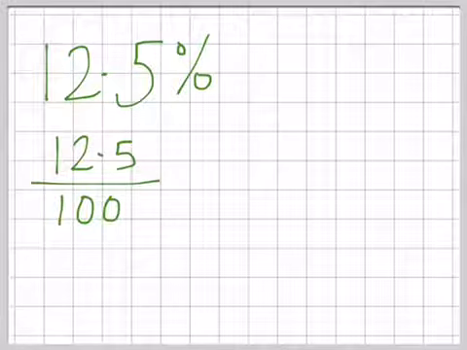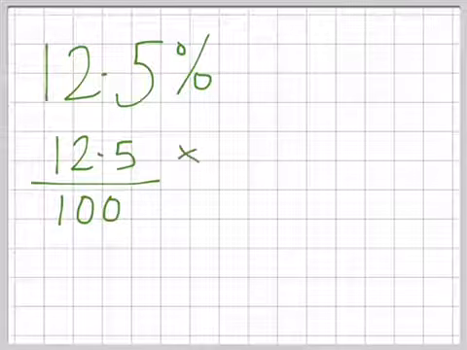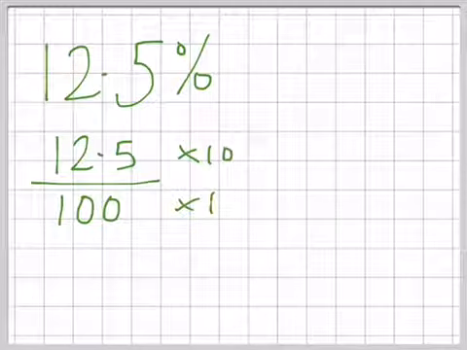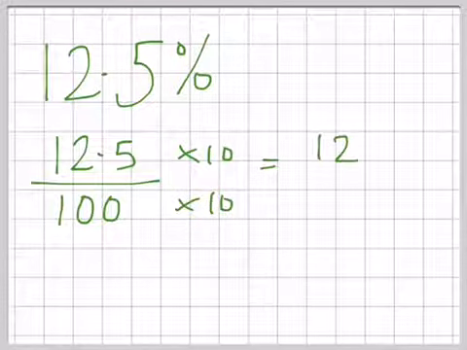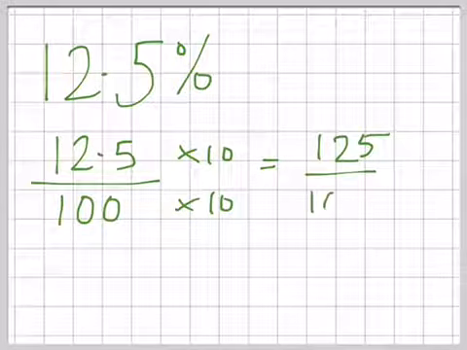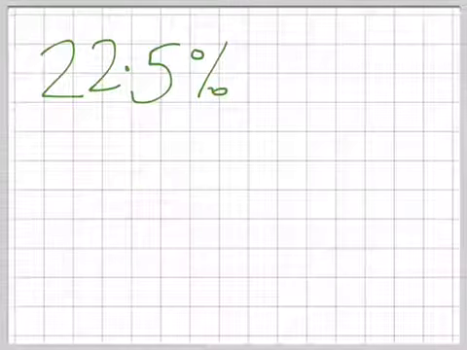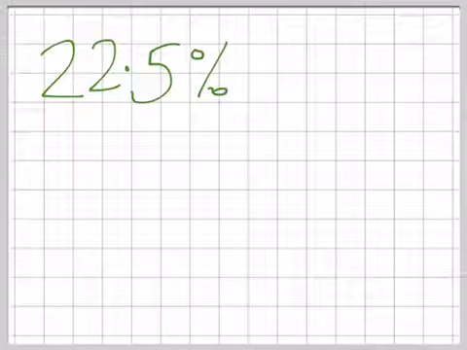So to get rid of the decimal element, we're going to times the top and the bottom by 10, and that will give us 125 over 1,000. Remember that number, I'm going to take it on to the next page. Let's just get rid of that.